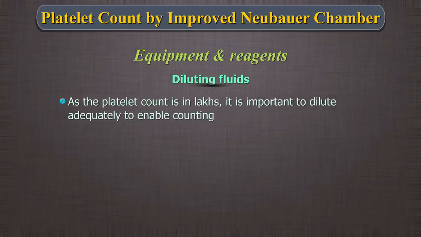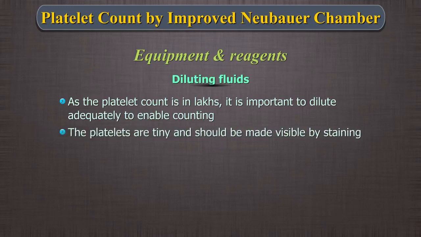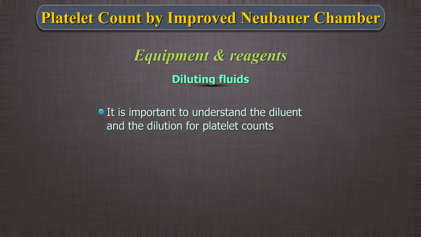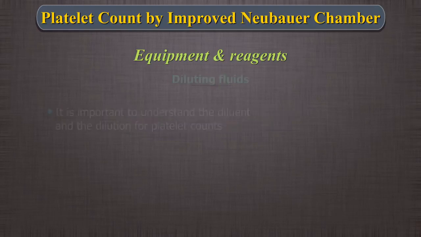As the platelet count is in lakhs, it is important to dilute it adequately to enable counting. The platelets are tiny and should be made visible by staining. The fluid also prevents platelet clumping. Thus, it is important to understand the diluent and the dilution for platelet counts.